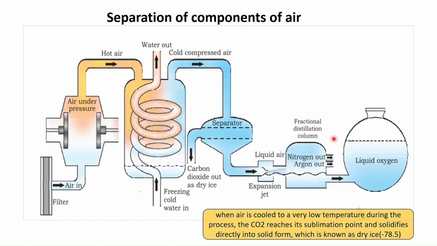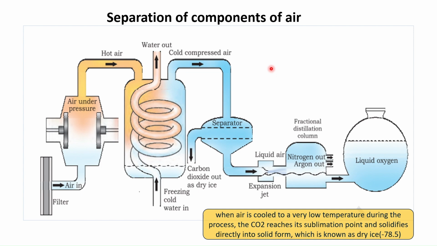Here in this fractional distillation column, what has happened? The liquid mixture is allowed to warm or heat. Then what will happen? The nitrogen, argon and different gases are evaporated according to their boiling points and collected at different levels, different heights. The gases that remain in liquid form will be collected from the bottom of the fractionating column. This is how the components of air are separated.